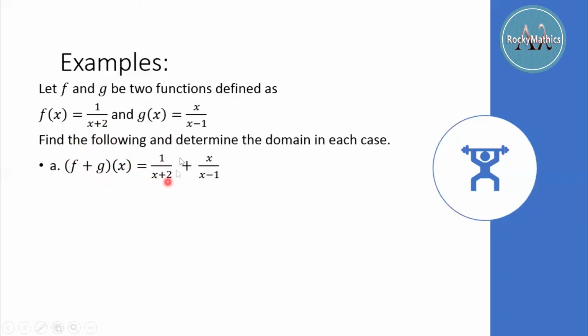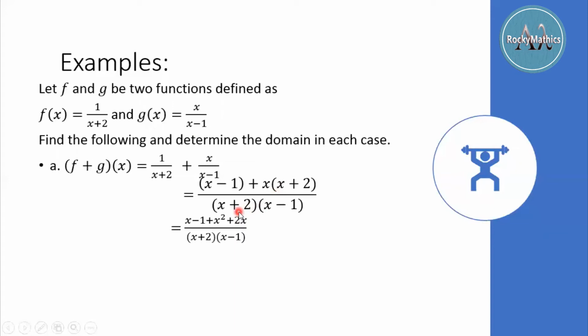By following the formula, f(x) is 1 over x plus 2 plus g(x) is equal to x over x minus 1. Then simplify this one. We have the LCD, x plus 2 and x minus 1. So to come up with this expression, we have x plus 2 and x minus 1 divided by x plus 2, we have quantity x minus 1, plus quantity x plus 2 times x minus 1 divided by x minus 1 is x plus 2 multiplied to x. So we have plus x times quantity x plus 2.